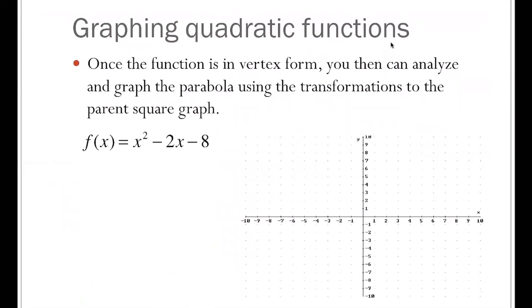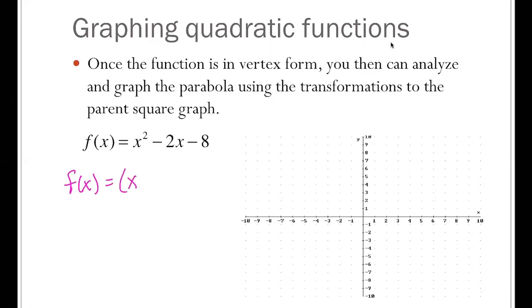Now, what if it's not in vertex form? Once the equation is in vertex form, you can analyze the graph of the parabola by using the transformation to the parent function. So we need to write this in vertex form. To do this, we're going to say f of x equals.